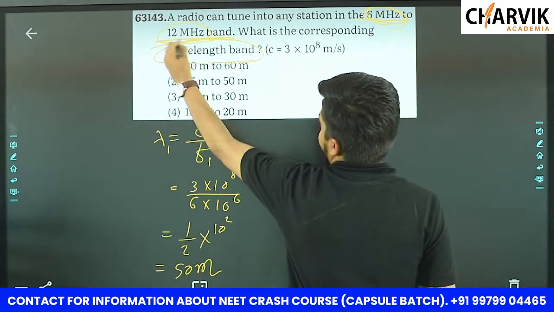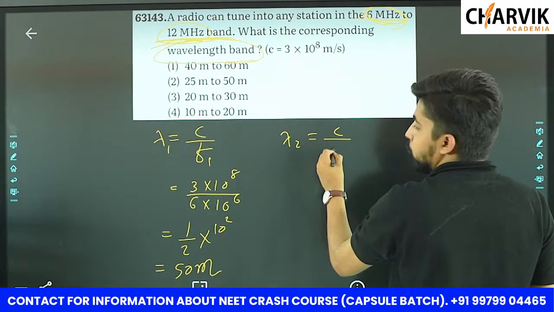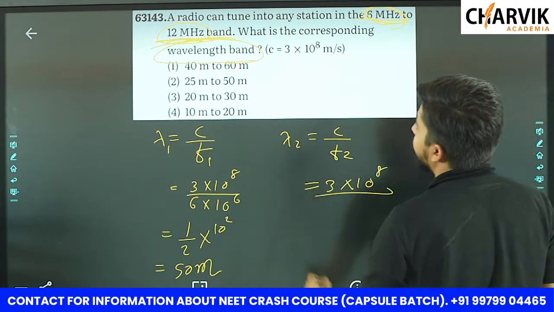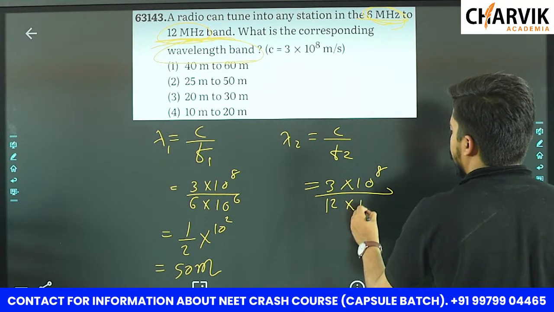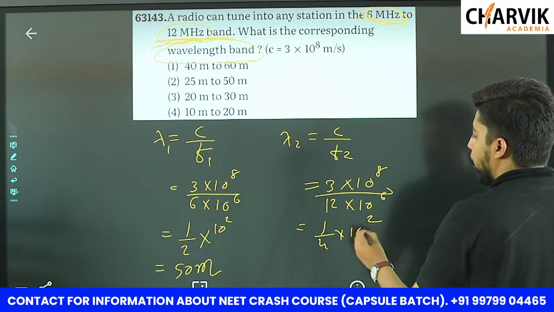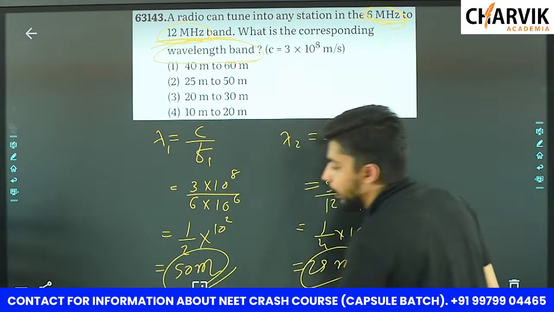And for the second case, the frequency 12 megahertz. So now I can say lambda 2 is equal to C by F2, which will be equal to 3 into 10 raised to 8 divided by the second frequency 12 into 10 raised to 6. So again it becomes 1 by 4 into 10 raised to 2, 100 divided by 4, which is 25 meter. So what is the corresponding wavelength band?